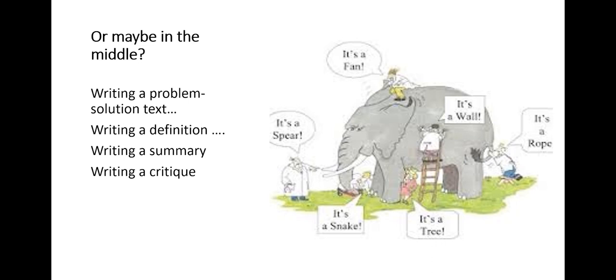I thought about this as, if you probably know the story about the six blind people who wanted to know what an elephant was. One said it's a spear, one said it's a wall, one said it's a fan, and one said it's a snake, because each one looked at one little part of the elephant and didn't see the whole picture. And so the Swales book begins with writing a problem solution text, writing a definition, writing a summary, writing a critique, taking little pieces and then hoping that you can put them all together in some kind of academic paper for publication. Again, I don't think it's the way.